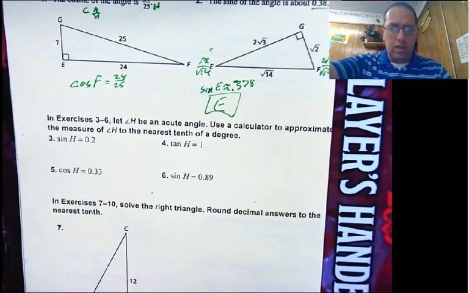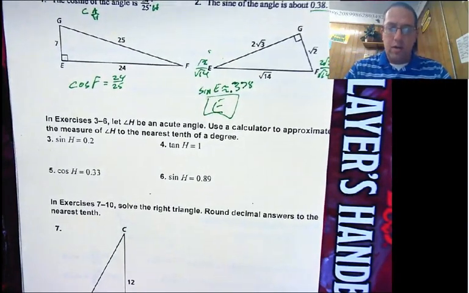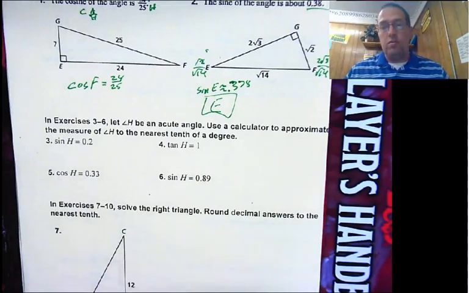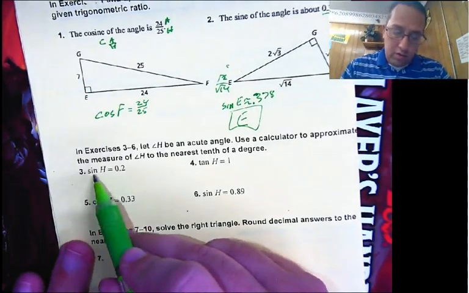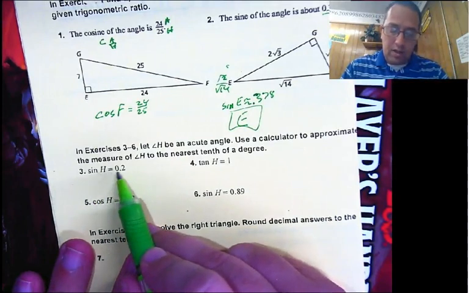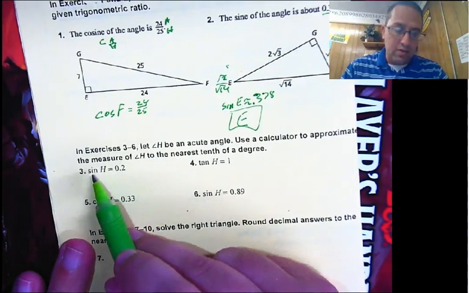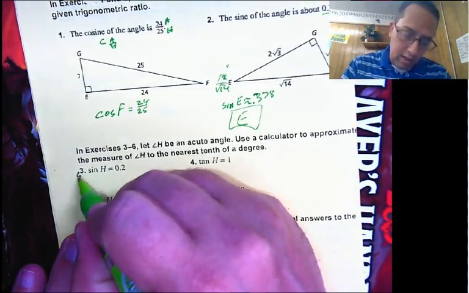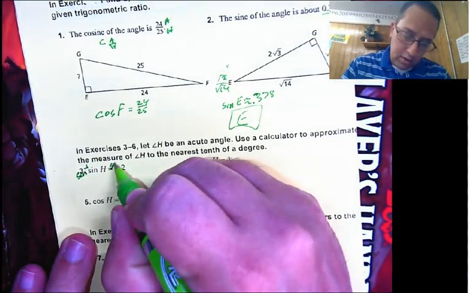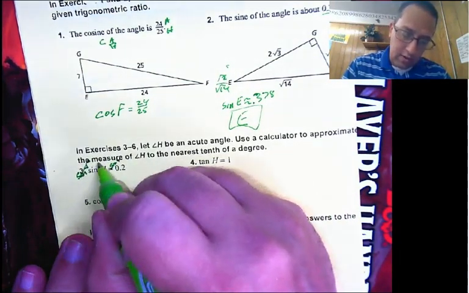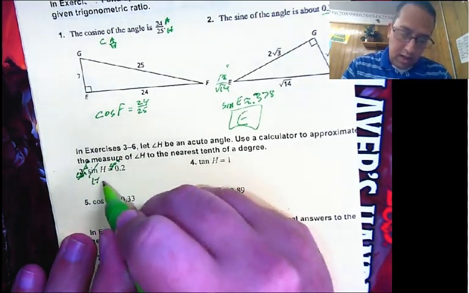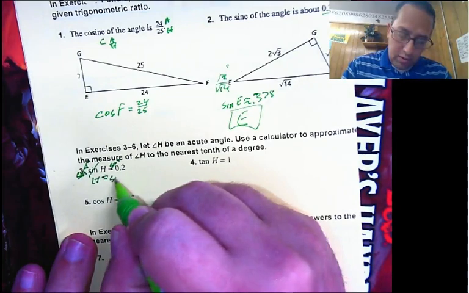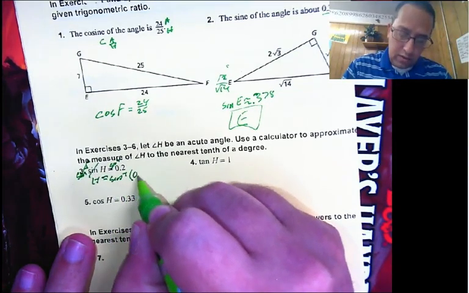Exercises 3 through 6. Let H be some acute angle. Use the calculator to approximate the measure of angle H to the nearest tenth of a degree. So all we're going to do here is use the inverse ratios. If the sine of H is 0.2, we want to get rid of the sine. So we want to undo sine, and so we use the sine inverse. That's going to cancel out the sine. So we're just left with H equals the sine inverse of 0.2.